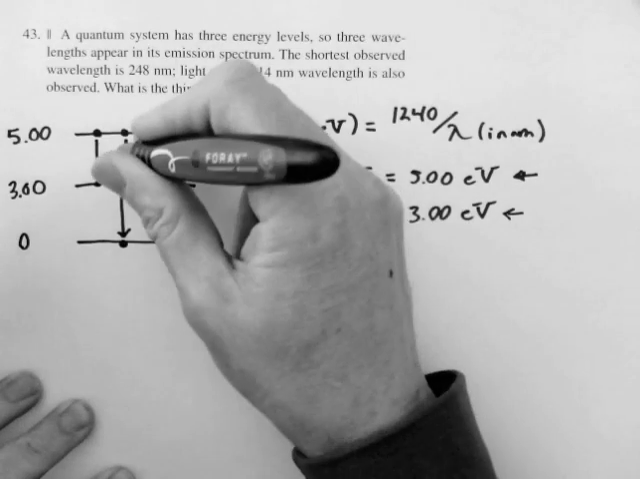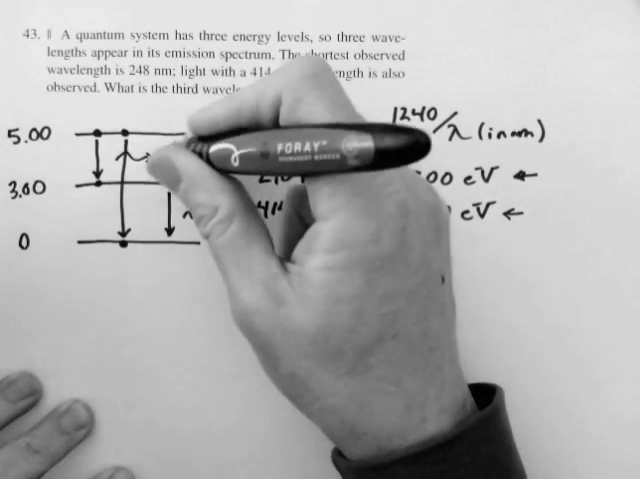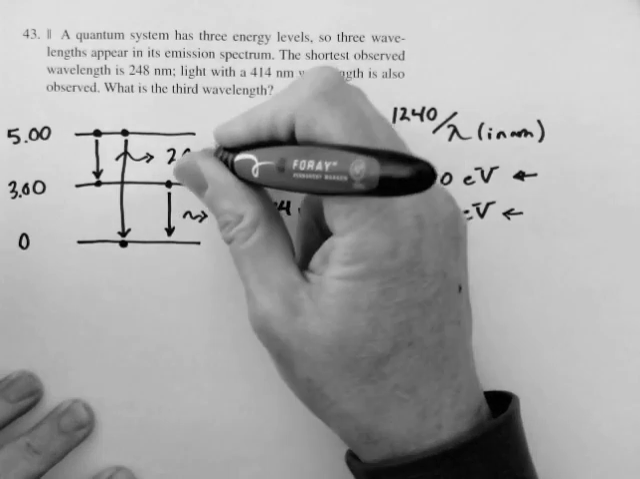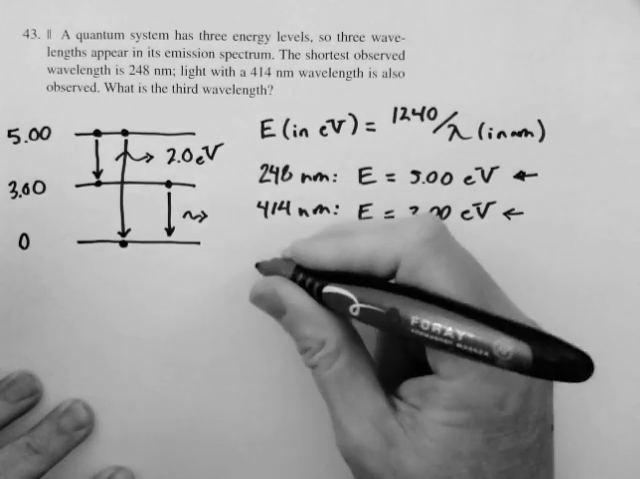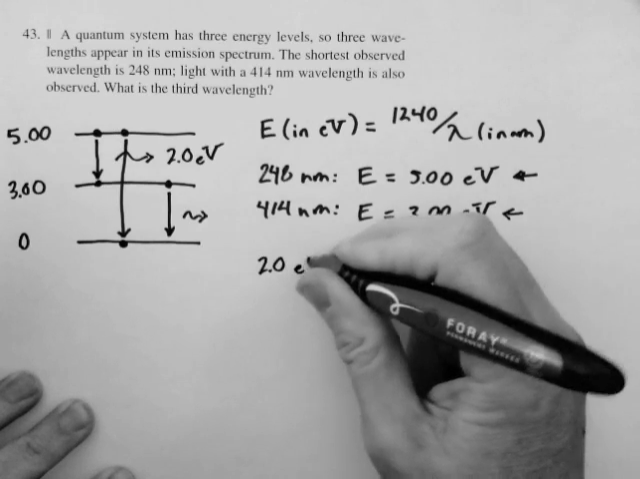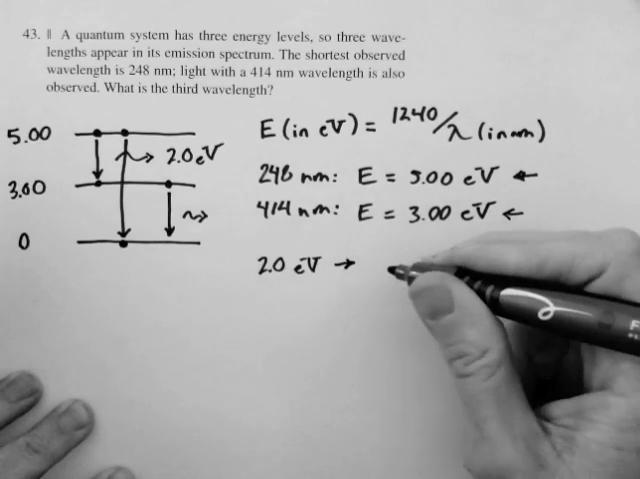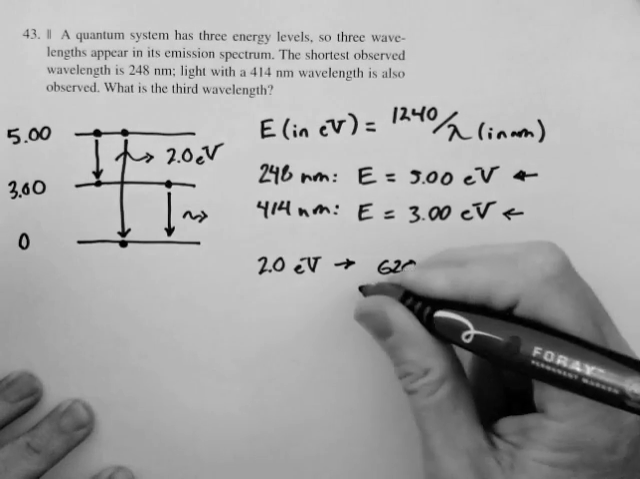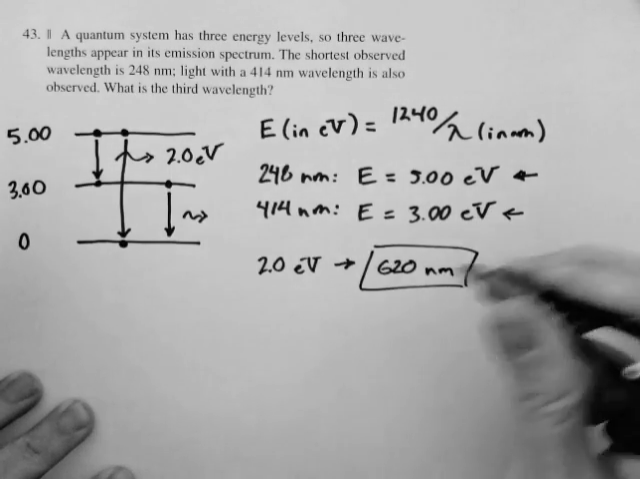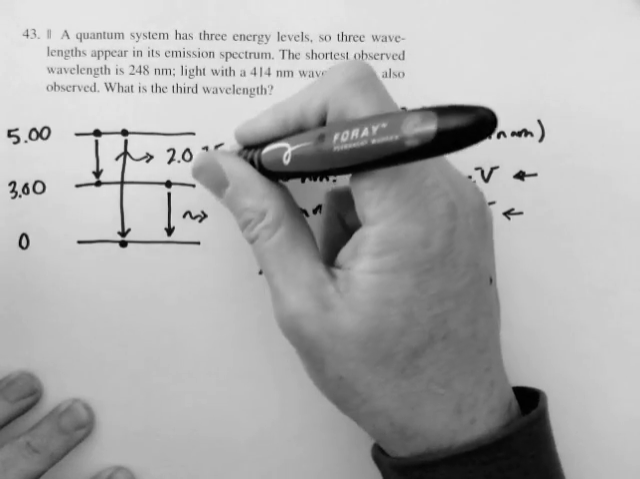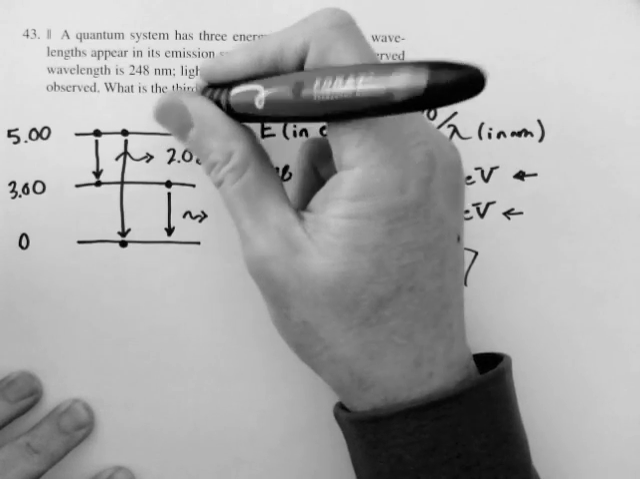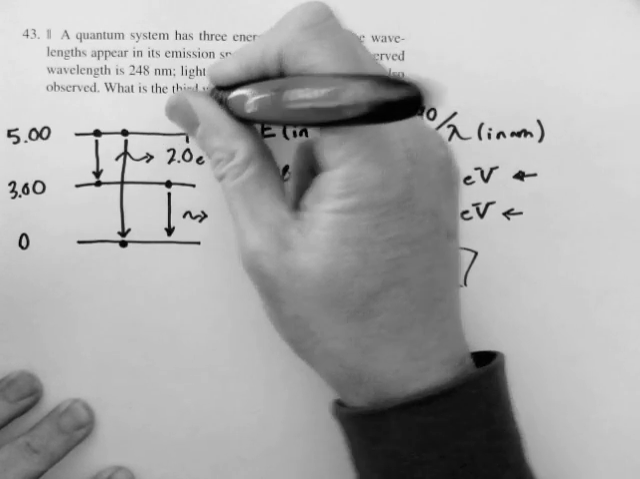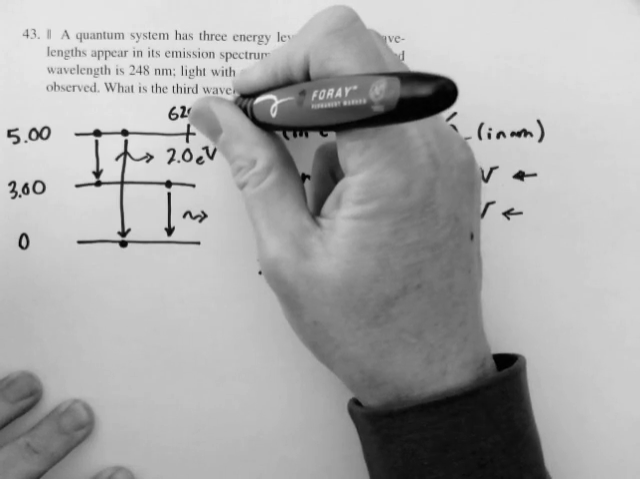This is going to correspond to an energy difference of 2.0 electron volts. Well, 2.0 electron volts corresponds to a wavelength of 620 nanometers. Okay? So that is the wavelength that we're going to find in the spectrum. 2.0 electron volts or a wavelength of 620 nanometers.